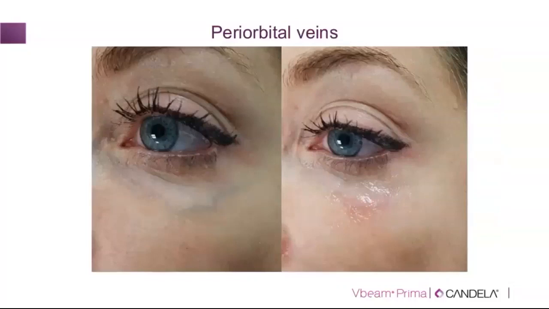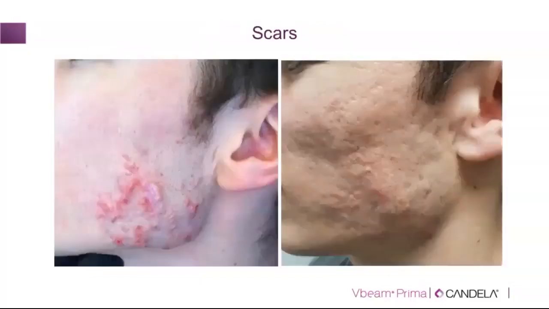Periorbital veins will be treated with the 1064 nanometer, and here is why the handpiece, whereby you can incrementally adjust and increase the spot size by 0.5 millimeter, is incredibly important, because in some parts you may want to use a 4 millimeter spot, and in other parts a smaller spot size, a 3 millimeter spot, and you are able to match that exactly with the Vbeam Prima handpiece that can be incrementally adjusted by 0.5 millimeter.